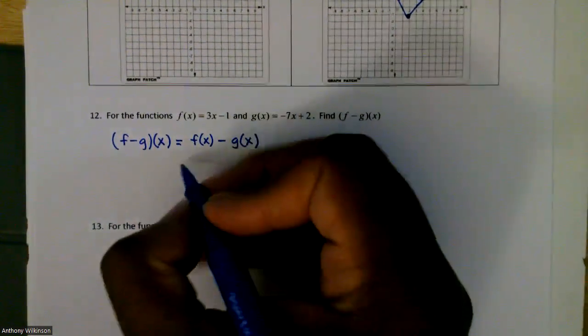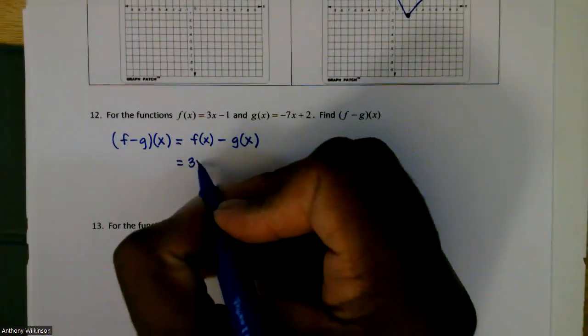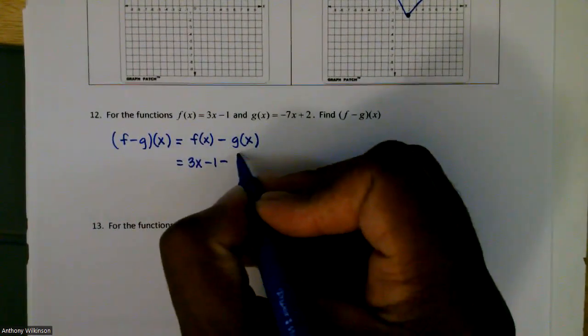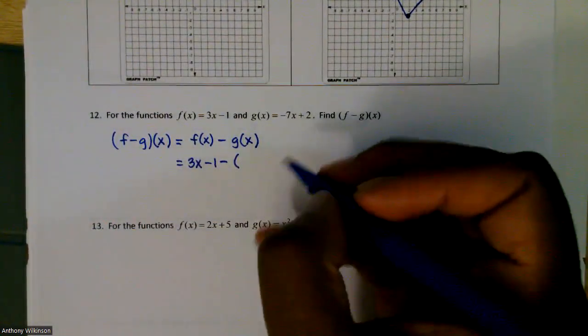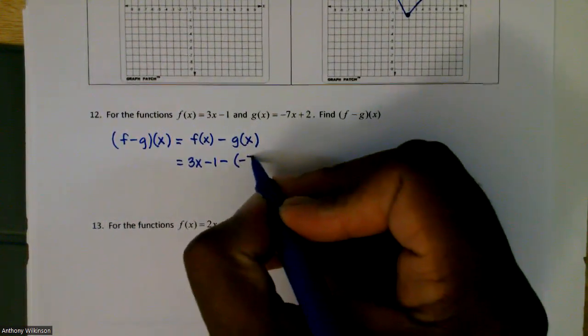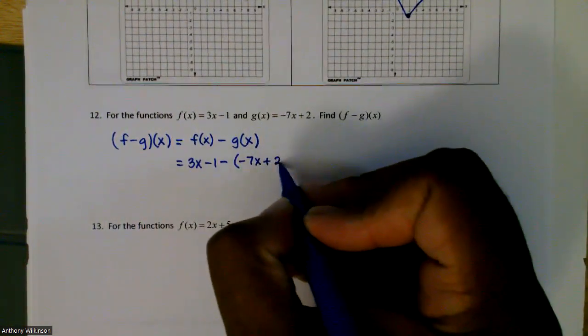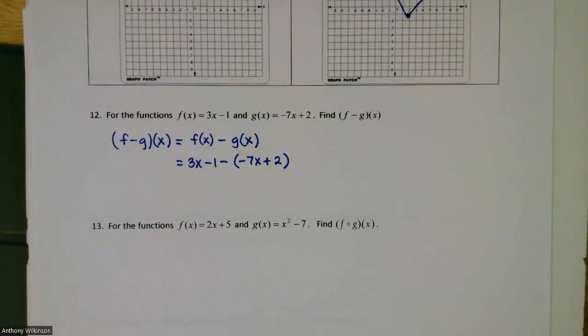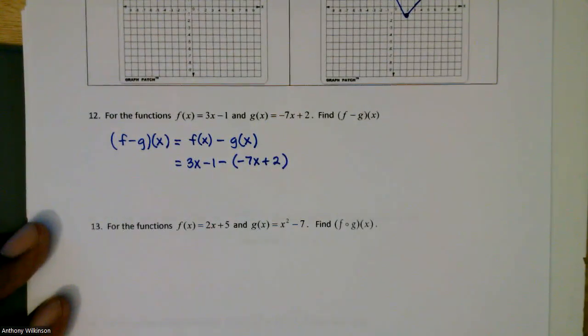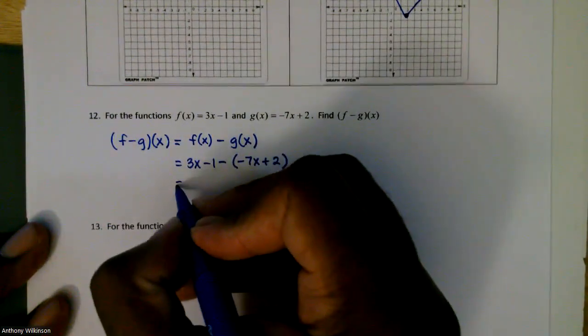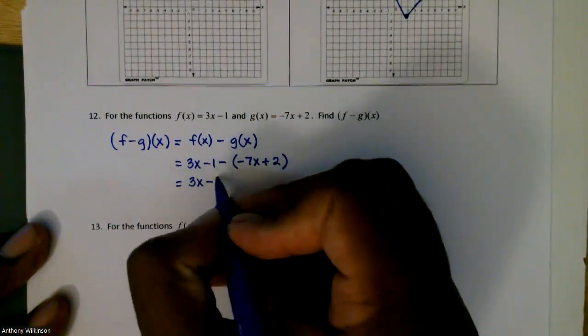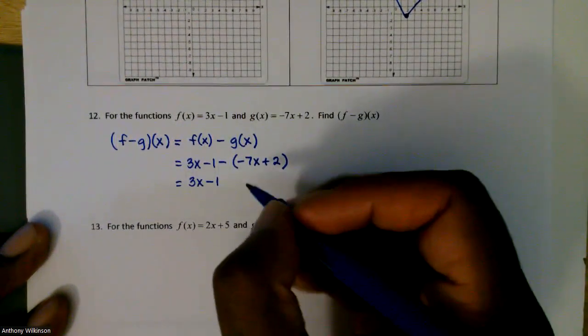And in this case, your f of x is 3x minus 1. Minus, now for the g of x, that's -7x plus 2. But notice I'm putting -7x plus 2 in parentheses. And that's because I'm subtracting the entire g of x function from f of x. Okay. And now the next step is to simplify this. Distribute that negative over the -7x plus 2.